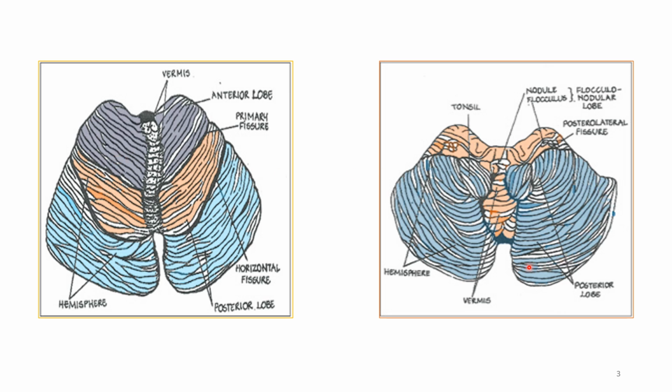Here you can see this is from the superior side, and this is from the inferior surface. On the superior surface you can see the vermis, anterior lobe, primary fissure, posterior lobe and horizontal fissure. Inferiorly you can see the flocculonodular lobe, posterolateral fissure, flocculus and nodule, vermis and posterior lobe.